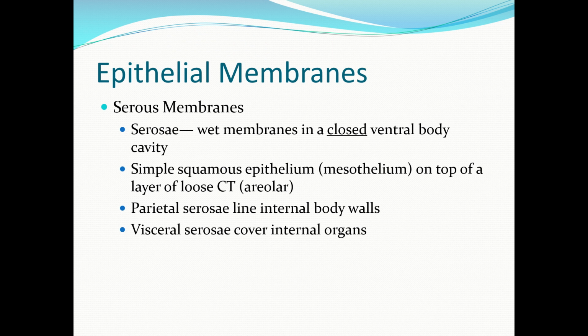Serous membranes were talked about in Chapter 1. They consist of serosa, which are wet membranes in a closed ventral body cavity. They consist of simple squamous epithelium, called the mesothelium, on top of a layer of loose connective tissue, called areolar connective tissue. The two layers of serous membranes are parietal serosa and visceral serosa. The parietal serosa lines the internal body walls, and the visceral serosa covers the internal organs.